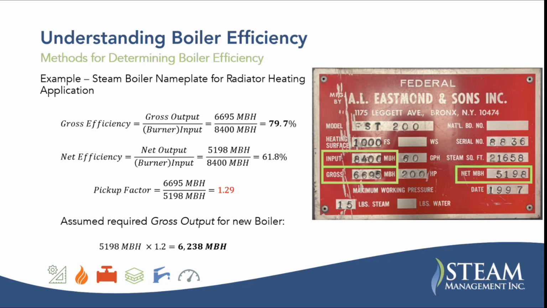I mentioned that it's common now to use 1.1 to 1.2, or at least it was on that slide. So maybe you could use a reduced gross output of 6238 MBH for your new boiler. So that's the example there. You may encounter a pickup factor higher than that. You may want to be more aggressive with your pickup factor and reduce that even further. Just something to consider.